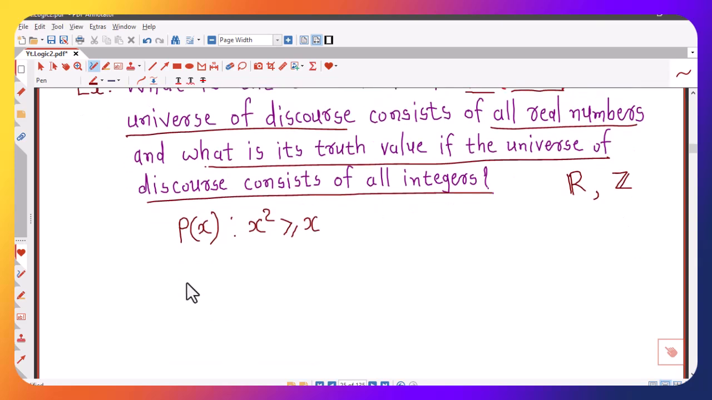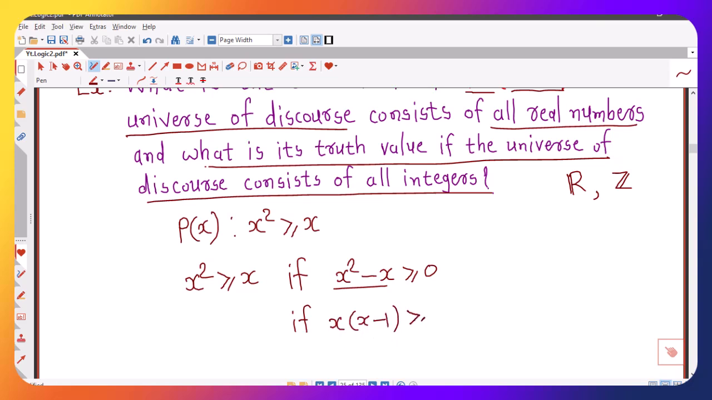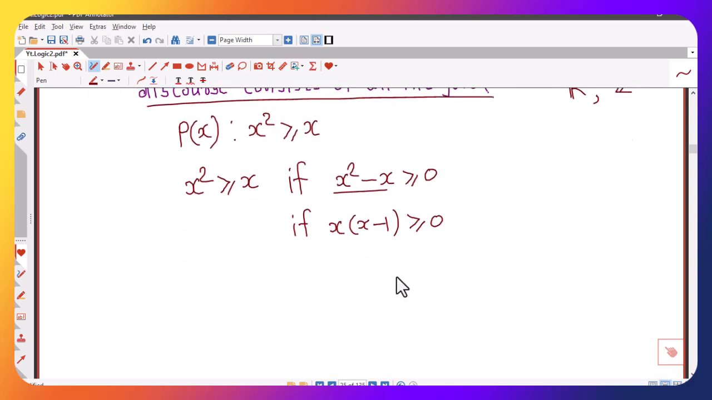So before that, first we check for which values of x this is going to be correct. x square is greater than or equal to x if x square minus x is greater than or equal to 0. This we can rewrite by taking x common. We have x times (x minus 1) is greater than or equal to 0. So this is going to be 0 if x equals 0 or x equals 1. Now suppose we have this real line. Here I have 0, here I have 1.